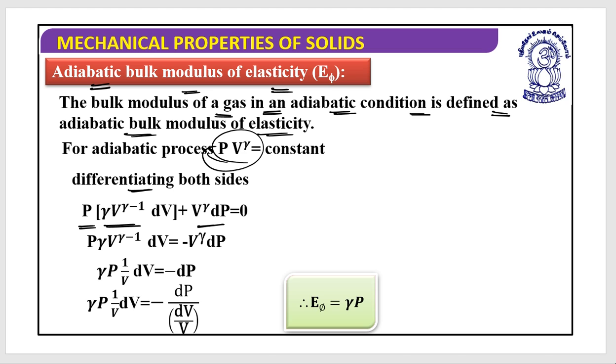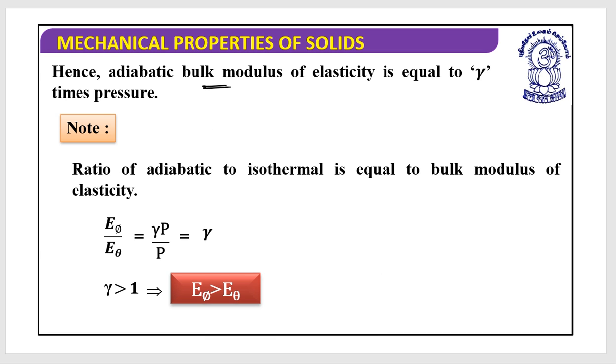If I solve this, this is what I received: minus of dP by dV by V is equal to gamma into P. So the adiabatic elasticity of a gas would be equal to gamma into P. Hence adiabatic bulk modulus of elasticity is equal to gamma times the pressure.